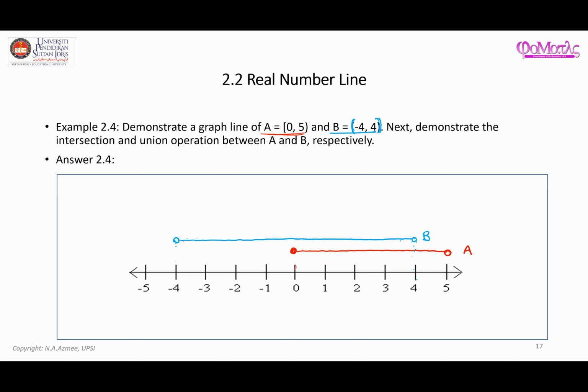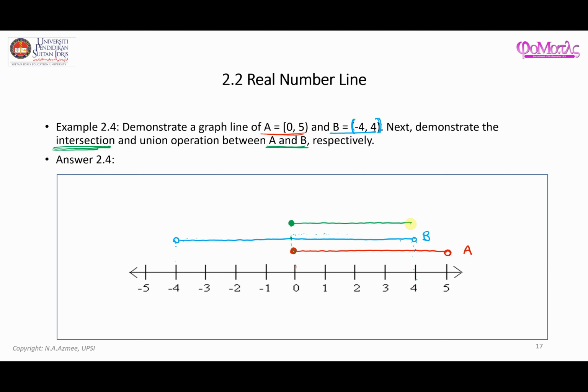Next we are going to demonstrate the intersection between A and B. So what is intersection? Intersection is the overlapping values between A and B. We can see that in this case the intersection is about this one. From this point onwards there is an intersection, the same values occurring in A and B. So it looks like this if I want to represent the intersection. It includes number 0 because here we've got 0, here also we've got 0, and it goes on in this direction.